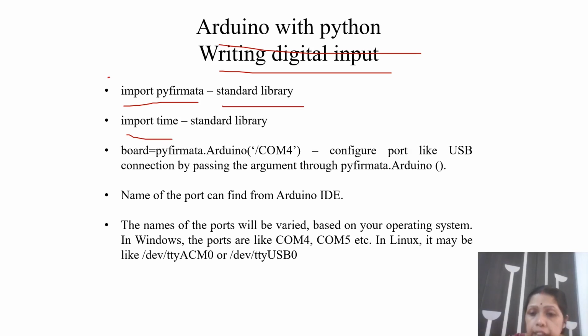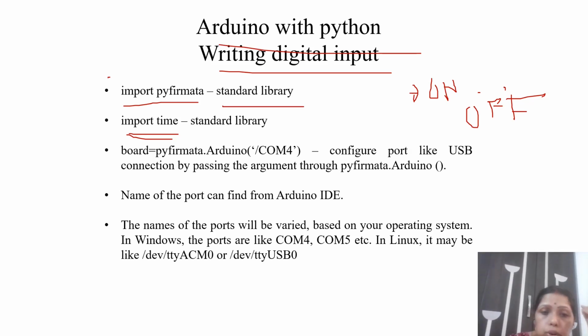Suppose you go for LED blinking. The LED will first be turned on. Then you have to wait for some time, then turn off the LED. In between turn on and turn off, you have to write a delay function. In the case of Arduino C, you write the delay function, but in this case, you have to write the time function. For writing the time function, you first have to import the time library, like import time.